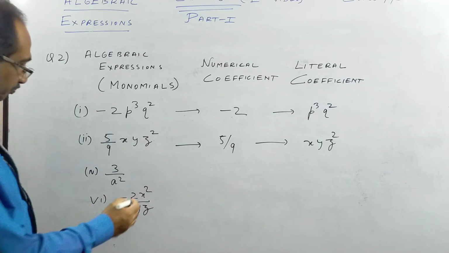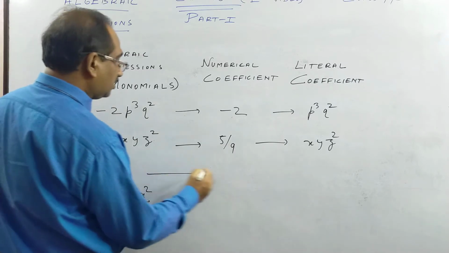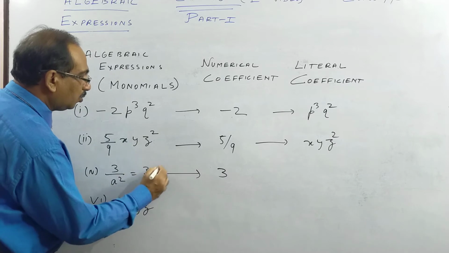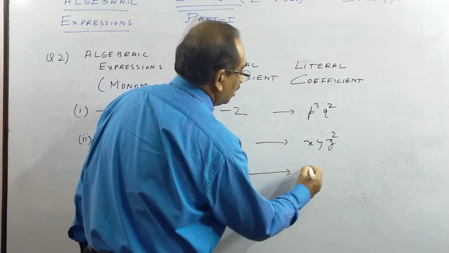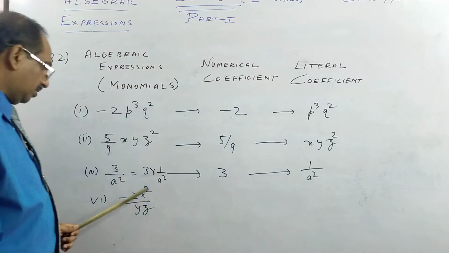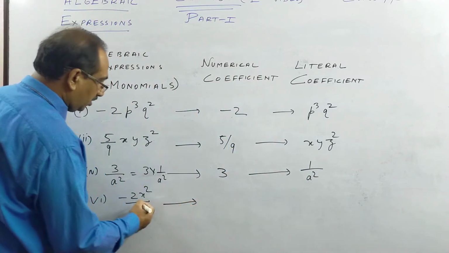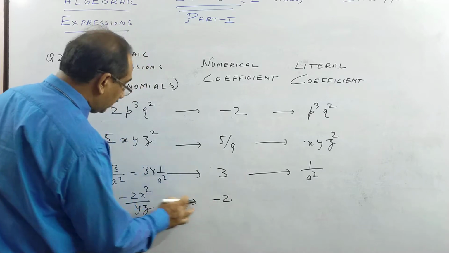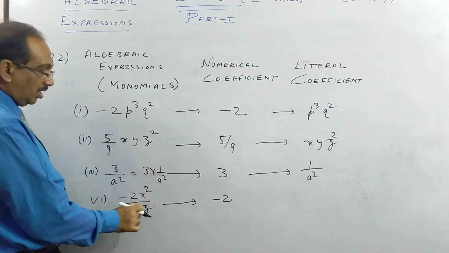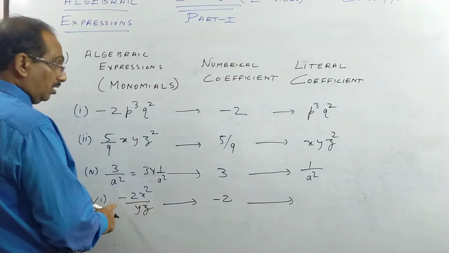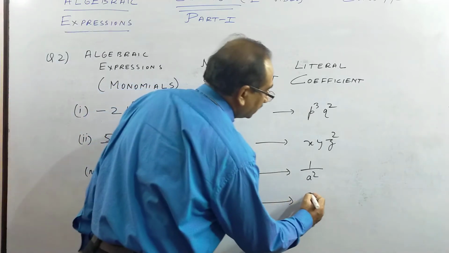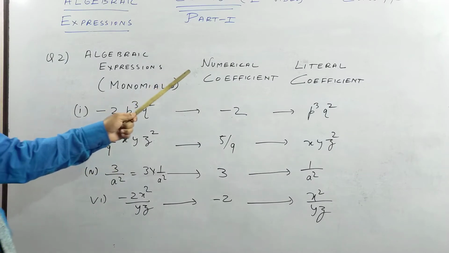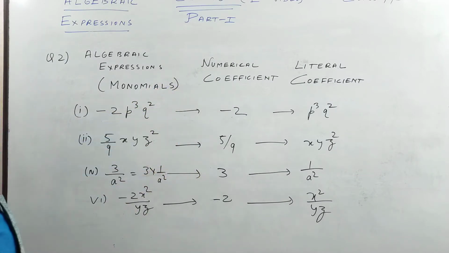Okay, this is number 2. Number 4, 3. So this you can understand, children, as 3 into 1 by a square, because your literal coefficient is 1 by a square. 3 into 1 by a square. So here in the same way you can see the numerical coefficient is -2. Take care of the sign, -2. And what is the literal? x square by yz. x square by yz. So here I have taught you what are numerical coefficient and literal coefficient.